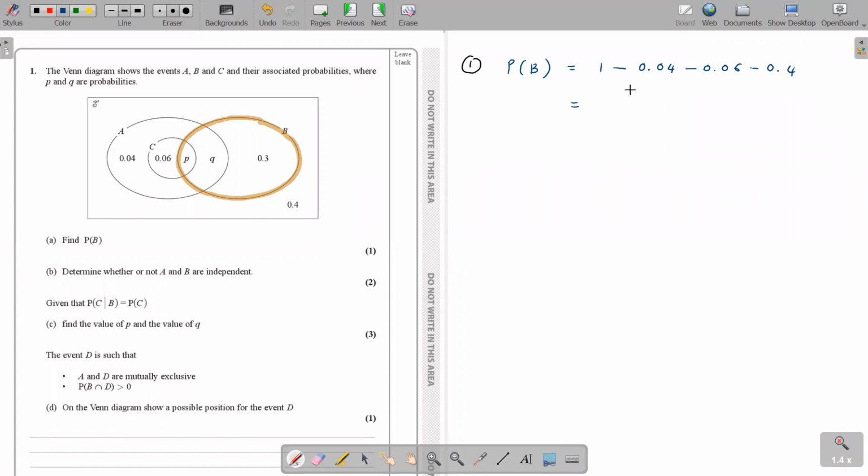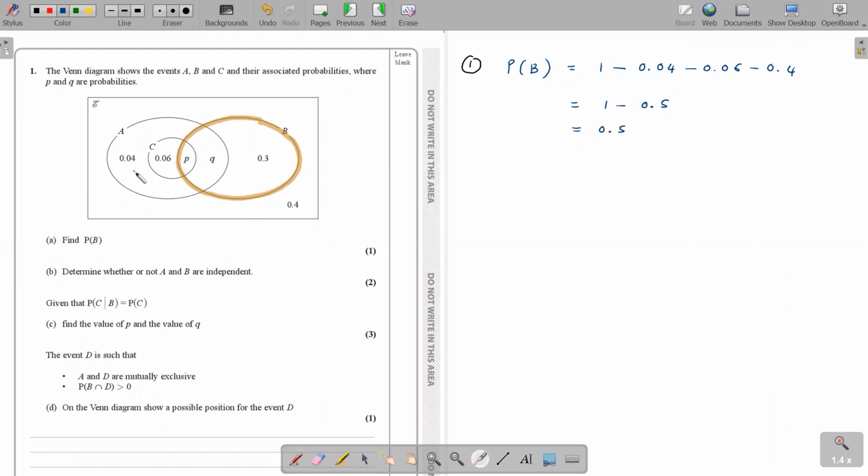So what do we get for the answer here? Probability of B is 1 minus... Calculate and tell me the answer. So 1 minus 0.5, which gives me 0.5, okay?